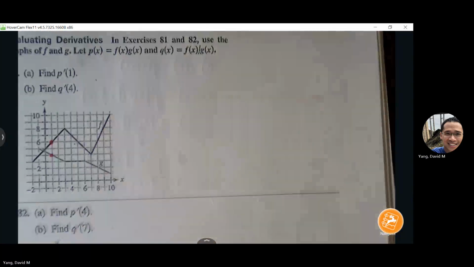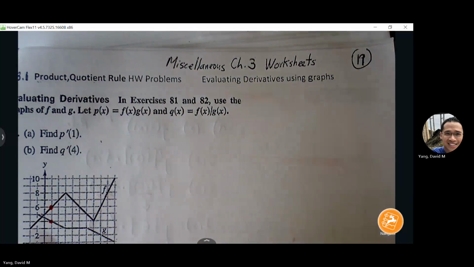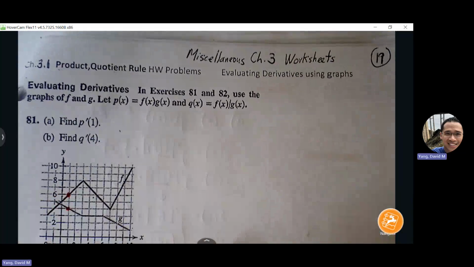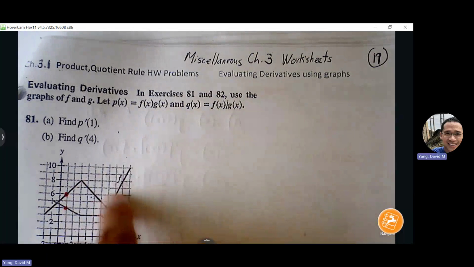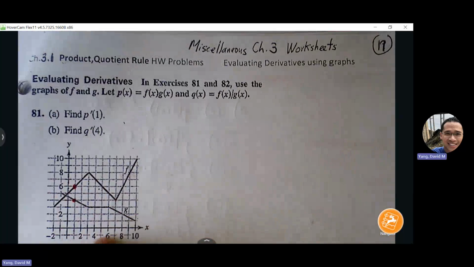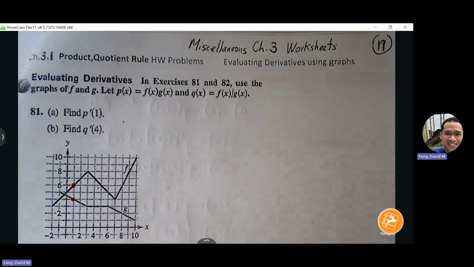Okay, page 19. How do you guys feel about these problems where you have to build out either product, quotient, or chain rule, and then looking from the graph to either pull the slope or the y value? Feel good about that? Okay.